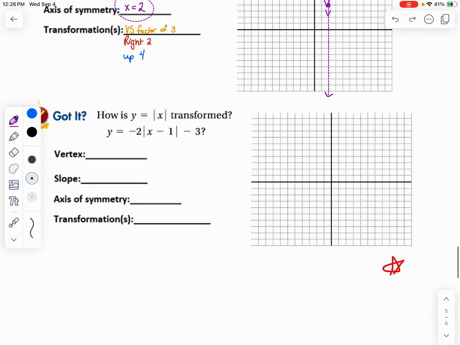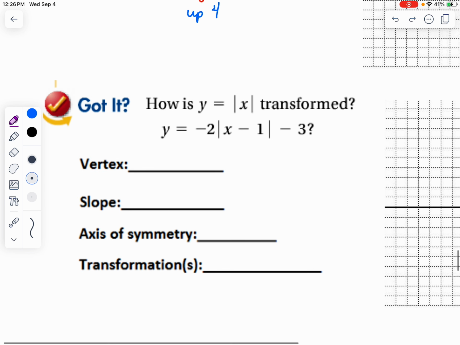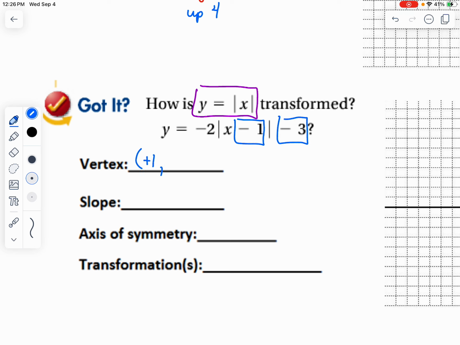We're going to do it one more time, all right? I think we're doing pretty good on the time of this one. They want to know how it's transformed, the vertex, and so on. Okay, so here's our parent function. Our vertex is, do you remember? It's the opposite of this number, so +1. And the number exactly in the back, -3.